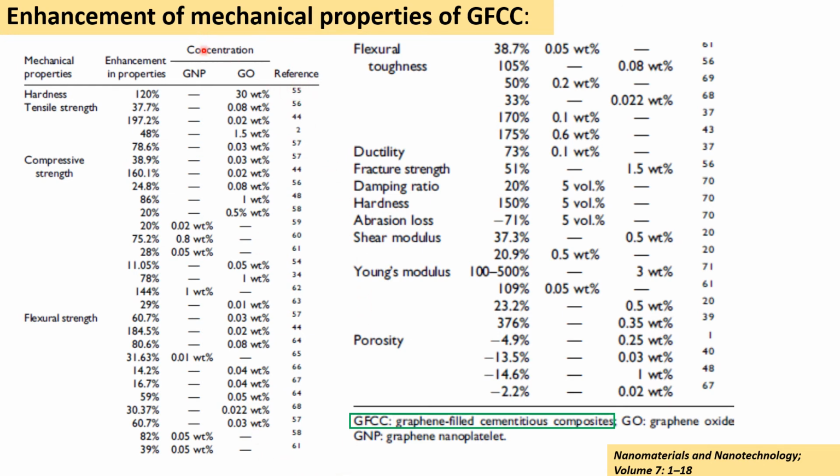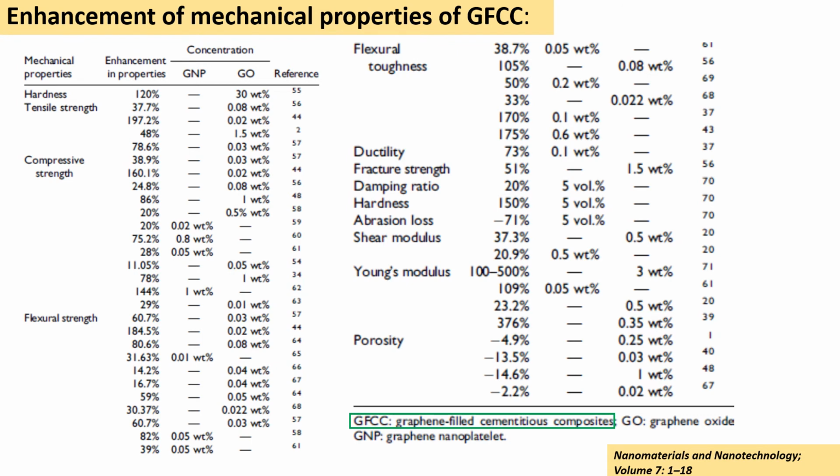What are the different kinds of graphene material they use? I think people generally use graphene nanoplatelets as well as graphene oxide material, and some functionalized graphene oxide material. So GNP, GO, and lastly FGO material. And they have measured different mechanical properties, starting from hardness, tensile strength, compressive strength, frictional strength, ductility, etc.